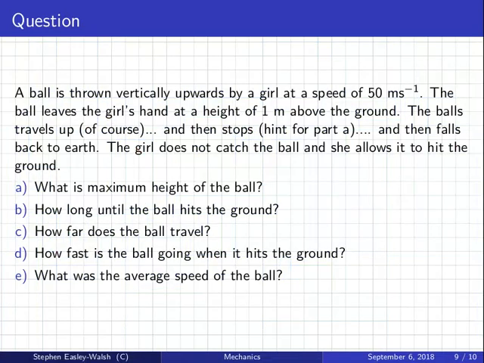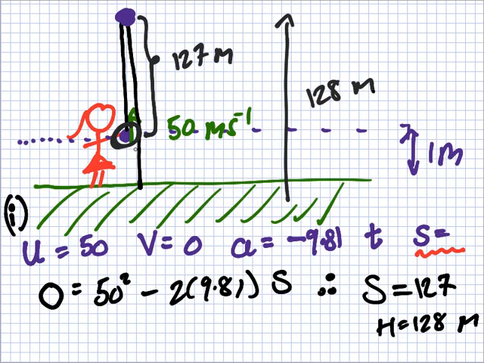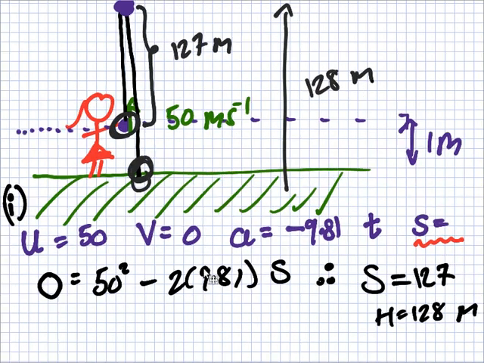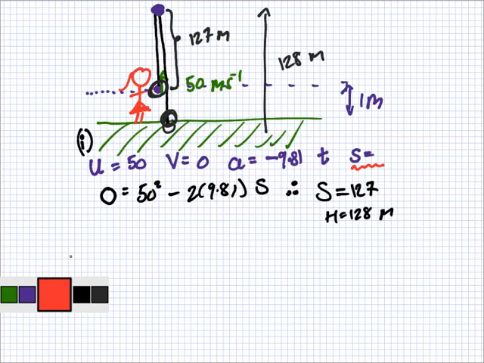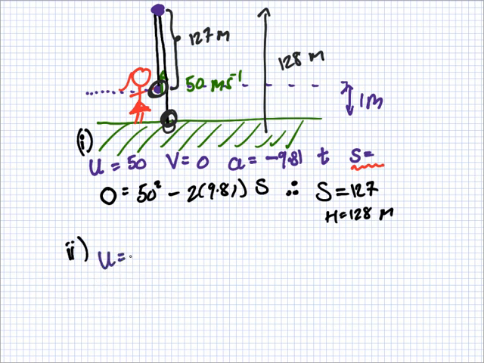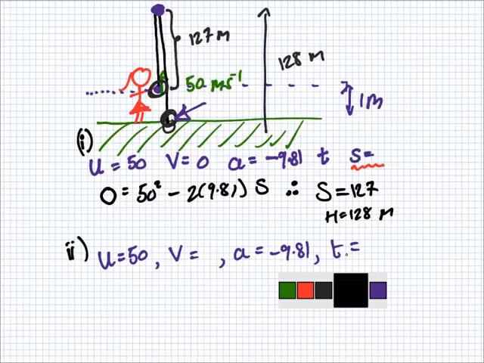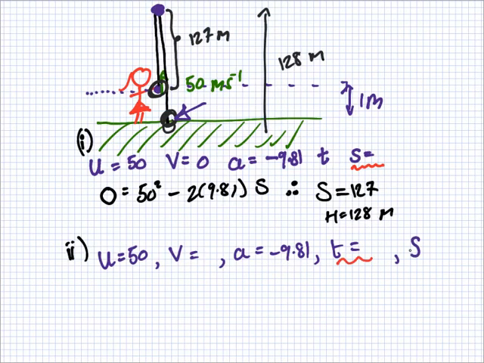Right, next part. How long until the ball hits the ground? So to go from here to here. Okay, let's write down our info. This is part two. What's the u? 50, good, good, good. What's the v? Yeah, well actually, we don't know. We don't know how fast it hits the ground here. What's the a? What's the t? Don't know. In fact, that's what we want, isn't it? And finally, what's the s?